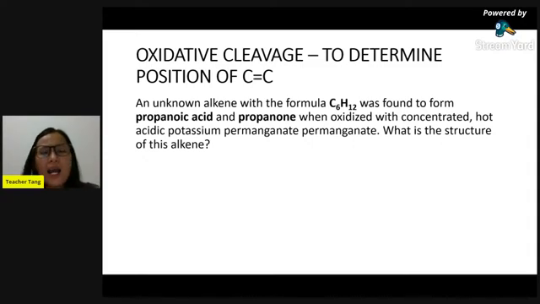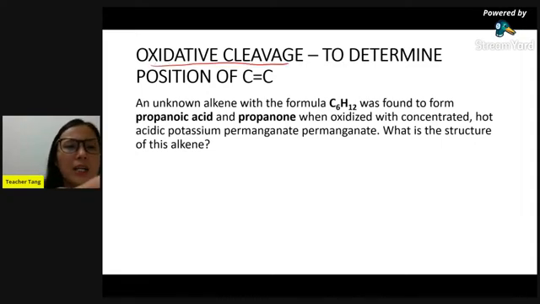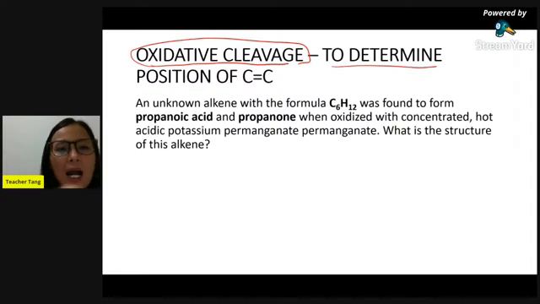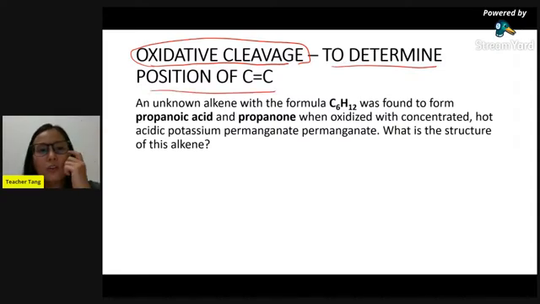So basically, why do we want to do the oxidative cleavage reaction? If we have an alkene, sometimes we do not know where the carbon-carbon double bond is. So oxidative cleavage can be used to determine the carbon-carbon double bond of an alkene. For example, in this question we have one unknown alkene. We only know that the formula is C6H12. If we want to draw out the isomers, there are too many. So how do we know which one? We can deduce the alkene from the products of oxidative cleavage.